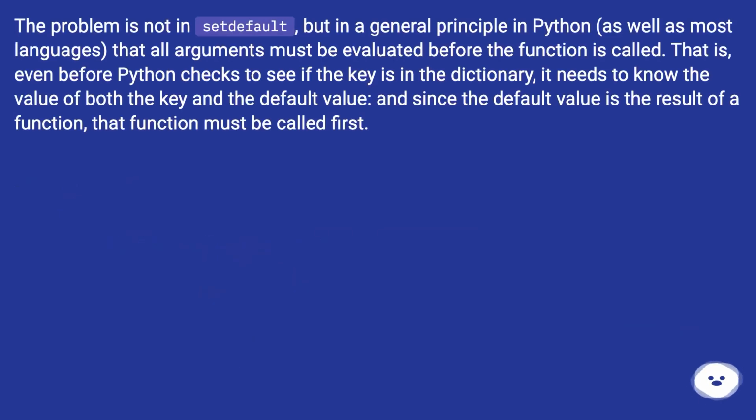The problem is not in setdefault, but in a general principle in Python, as well as most languages, that all arguments must be evaluated before the function is called. That is, even before Python checks to see if the key is in the dictionary, it needs to know the value of both the key and the default value, and since the default value is the result of a function, that function must be called first.